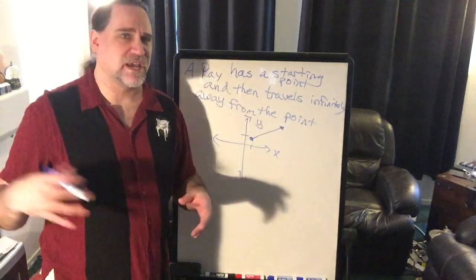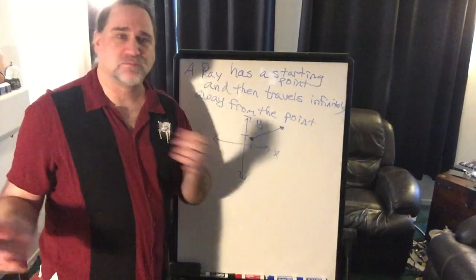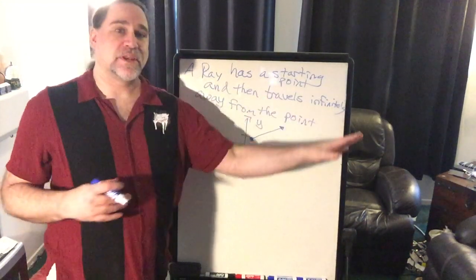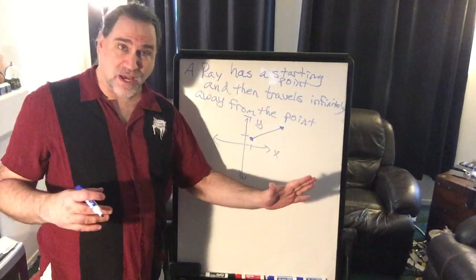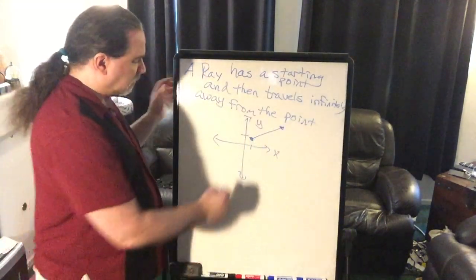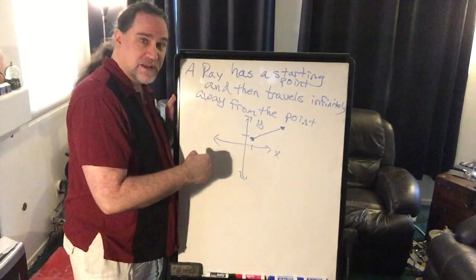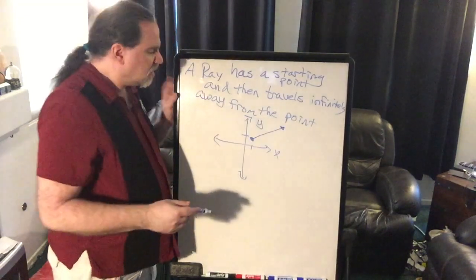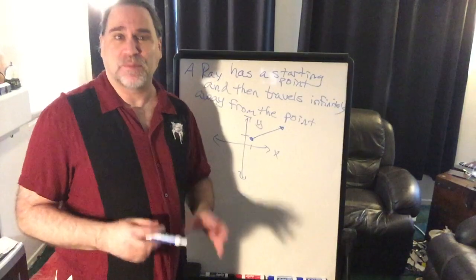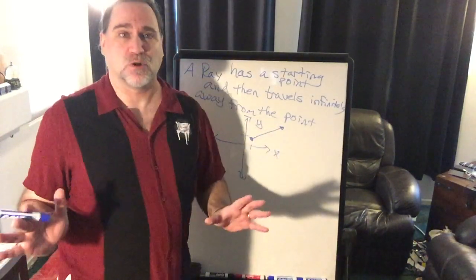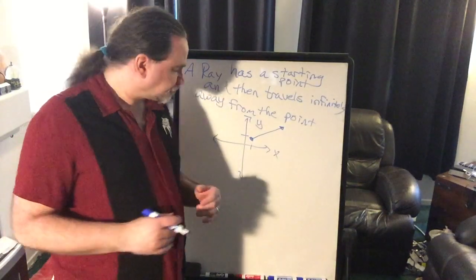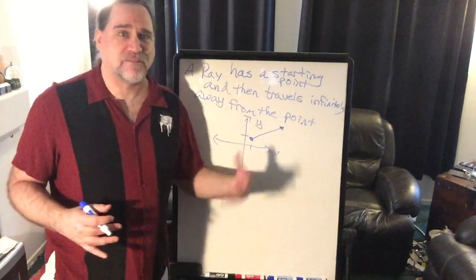Up, down, left, right, a little bit up, a little bit down. It could go in any direction, but it has a starting point, and then it goes from there. Unlike a line, which goes in both directions. This line would be going that way, and it would be going this way. Rays don't really have slope per se. I mean, they do, don't get me wrong, they have slope, but we don't name slope on a ray as much.